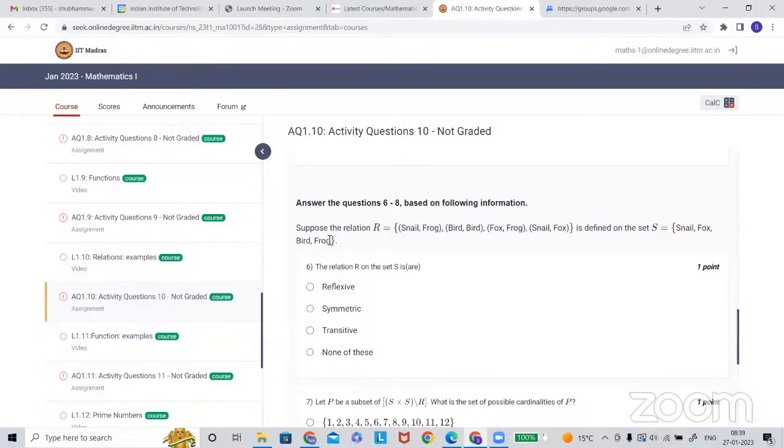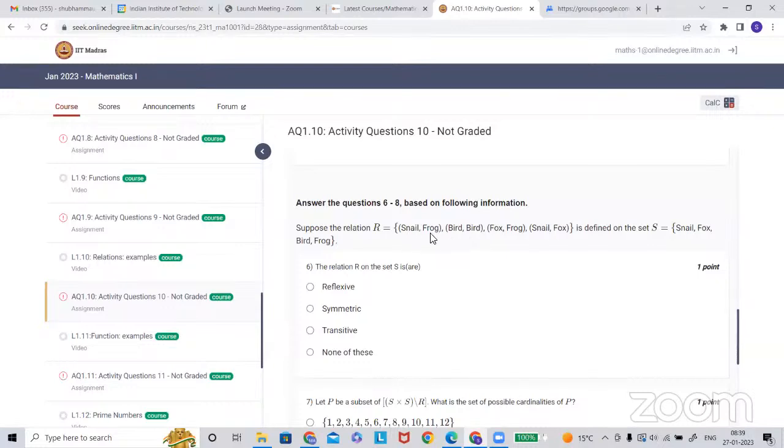If there are 3 elements, A, B, and C, and A is equal to B and B is equal to C, which implies A is also equal to C, that's what it means for a relation to be transitive. Now take the elements in this set. This is the relation.